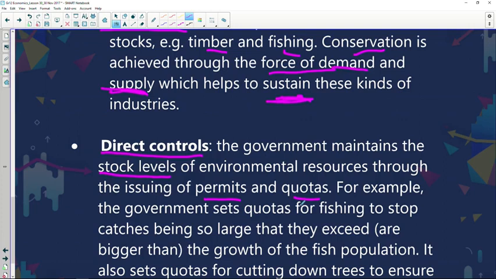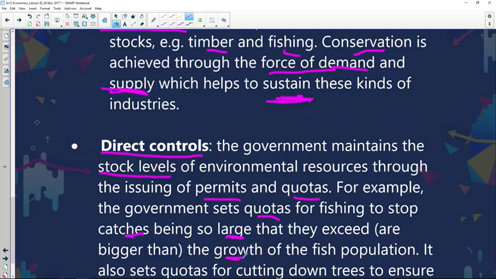And a quota system will have to be developed on the quantity that can actually be consumed or sourced in order to maintain environmental sustainability. For example, government sets quotas for fishing to stop catches being so large that they exceed the growth of the fish population.